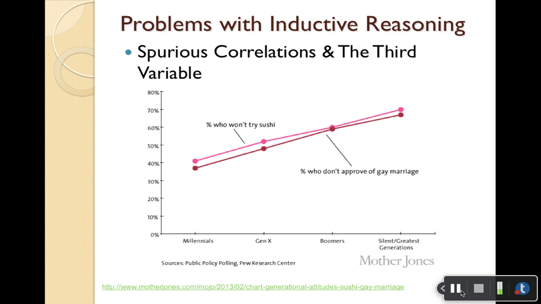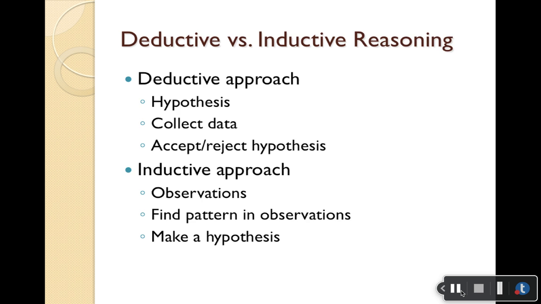So the moral of the story for both of these examples is that we have to be careful when we're just looking at patterns of data. Our statistics will only take us so far. We really have to think critically about how we interpret them, and specifically this idea of a third variable. Your book also calls it a spurious correlation, or you sometimes see it called an illusory correlation.